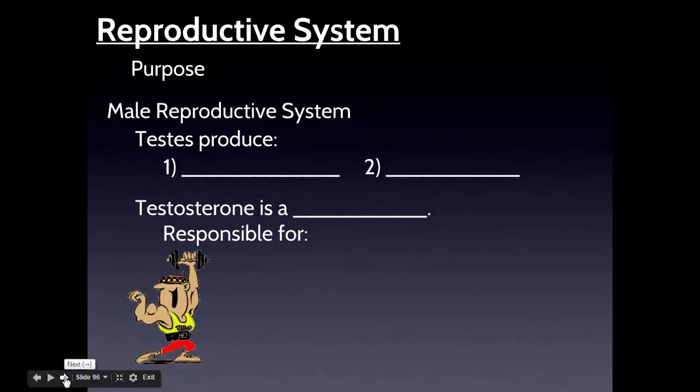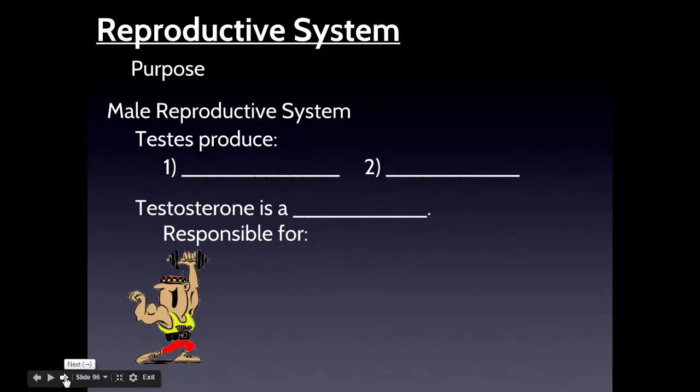So we basically now have covered just about every single human body system. We have one left, the reproductive system. So that's what we're going to be talking about over the next few days.